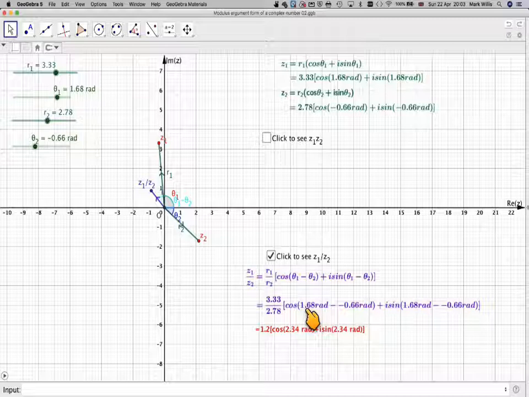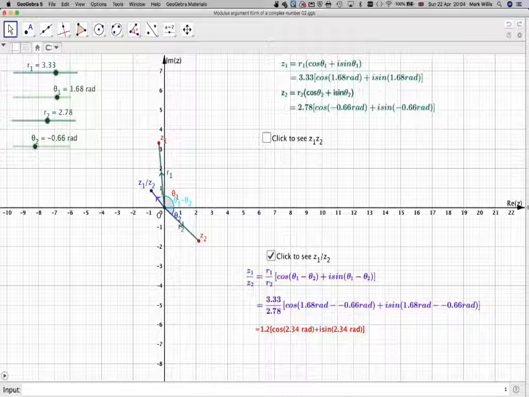And then if you subtract the angles, the angle here is 1.68 and the angle here is minus 0.66, so 1.68 minus 0.66 will be 2.34. So we'll see that this angle here, the very light blue one, which is theta 1 minus theta 2, will be 2.34.